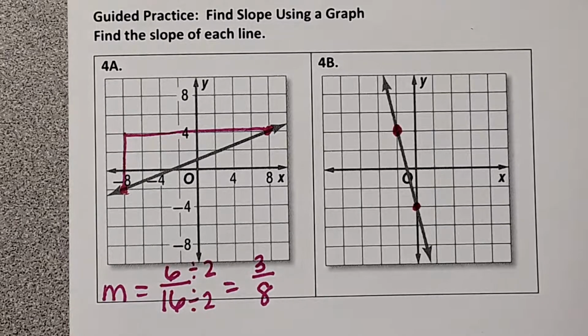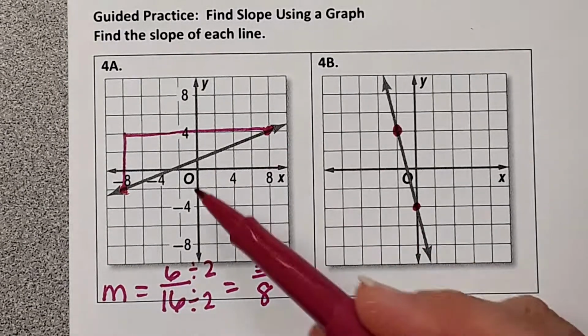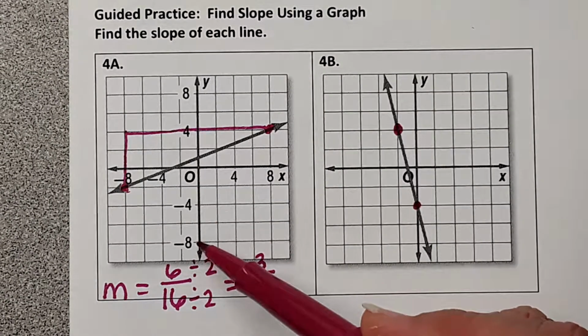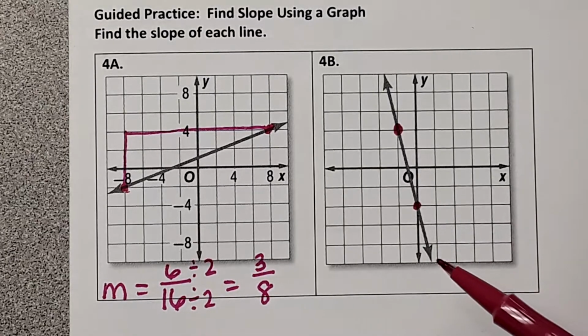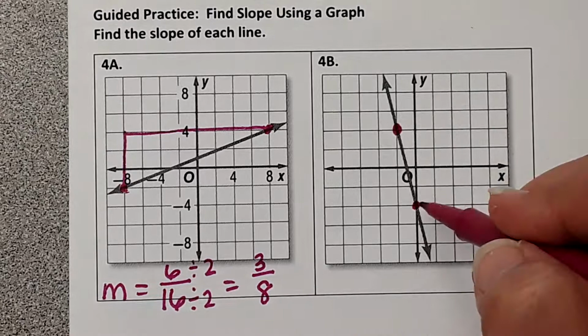Here's the other thing. See how there's no numbers on this? So we can assume that they're counting by ones. On this one, you see that it's going 4, 8, so it has to be counting by 2, 4, 6, 8. This one, there's no numbers. So if there's no numbers, we're counting by ones. So you ready? Let's go.